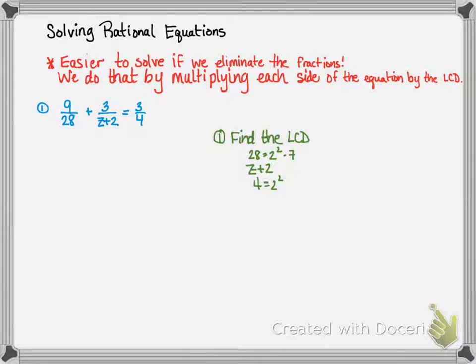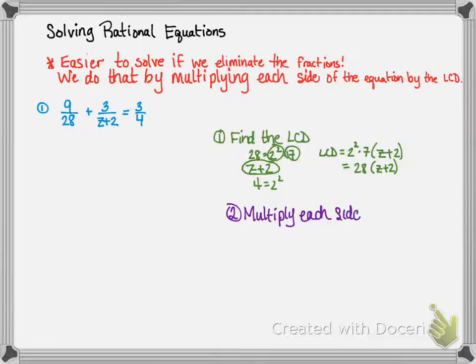Now we need to take each factor that we see, like the 2, the 7, the z plus 2, and raise it to the highest exponent that we see. So we need the 2 squared, and in both cases that we see the 2 it's squared. We need the 7, and we need the z plus 2. Our LCD will be formed by taking 2 squared times 7 times z plus 2, which is equal to 28 times z plus 2. And we could multiply that out, but we don't need to.